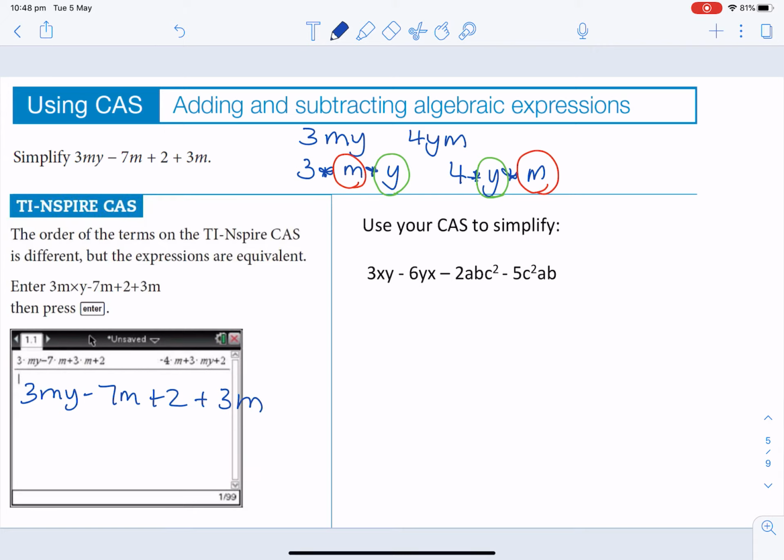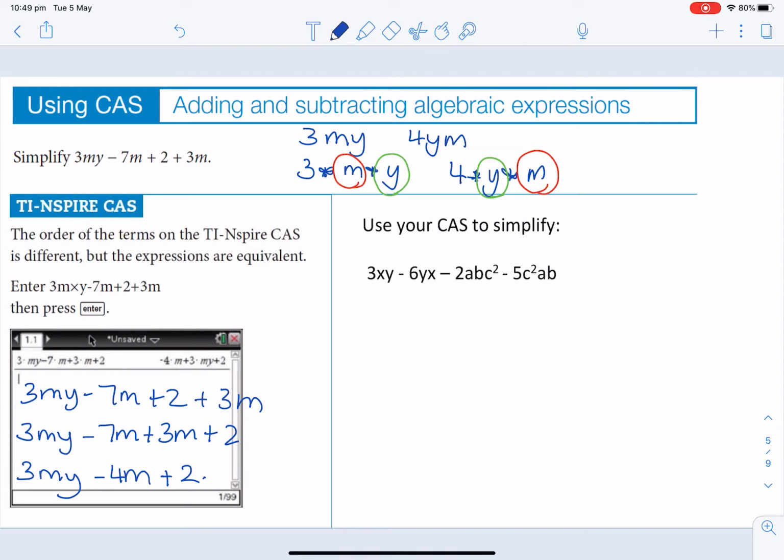The first thing I would do is put all the like terms together. So 3my minus 7m plus 3m plus 2. So I've got my m's in the middle there together. 3my, are there any other my's or ym's? No, so we keep that the same. 3my. Minus 7m plus 3m. There's no other m's either side, so I know that that's minus 4m, and I've got a constant of 2. And that's how I would simplify my expression.